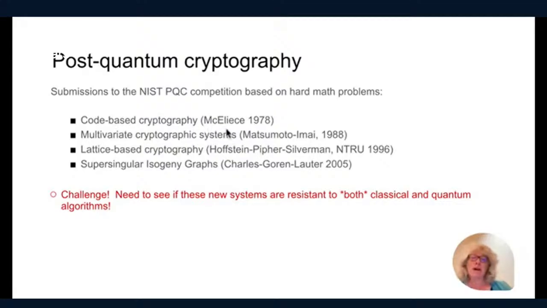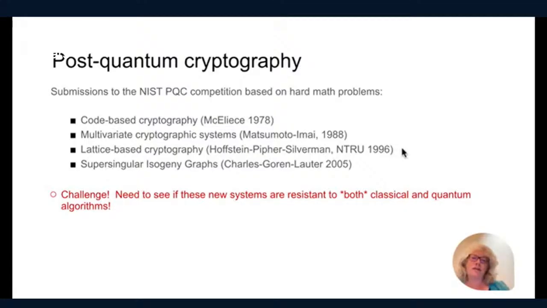So in response, NIST started a 5-year quantum crypto competition from 2017 to 2022, and there are a number of different hard math problems that were used as the foundation for the systems that were proposed. So roughly speaking, code-based cryptography, multivariate cryptographic systems, lattice-based cryptography, and even supersingular isogeny graphs.